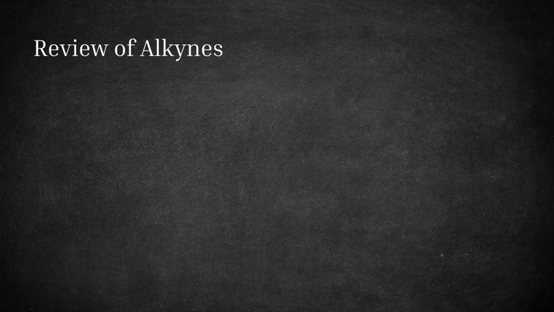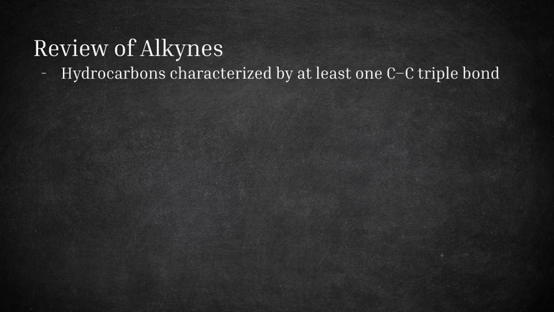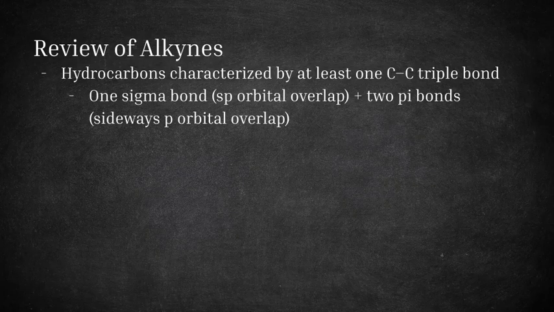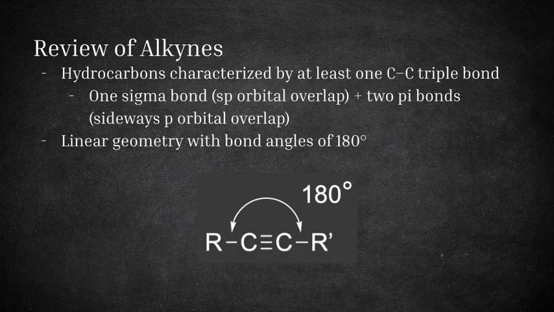Alkynes are hydrocarbons characterized by at least one carbon-carbon triple bond consisting of one sigma bond, sp orbital overlap, and two weaker pi bonds, sideways p orbital overlap. These two pi bonds make alkynes more reactive than both alkanes and alkenes. The triple bond has a linear geometry with bond angles of 180 degrees, and this rigidity eliminates the possibility of cis-trans isomerism. Alkynes are less common in nature compared to alkenes, but their unique reactivity makes them valuable intermediates in organic synthesis.